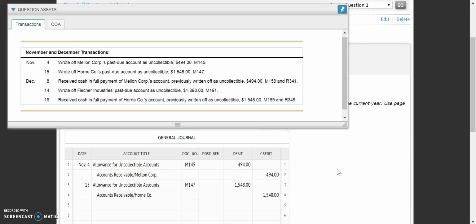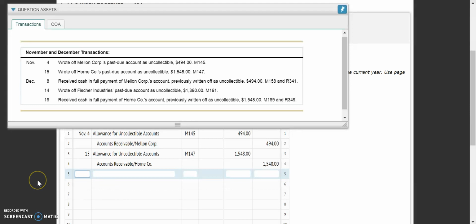Now, it says we move into December. On December 8th, we received cash in full payment of Mellon Corp's account, which was previously written off as uncollectible, $494. Now, please note that we have two separate source documents. One is for the transaction that we use to reopen this account, and the second one is to record the receipt of actual cash. So remember, to reopen the account, that one goes in our general journal. So I'm going to come down here. Because we moved into a new month, I do need to put December and the 8th.